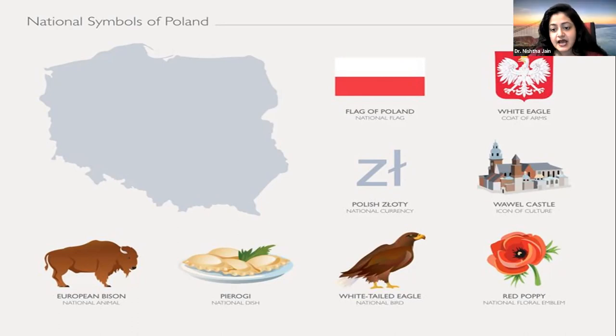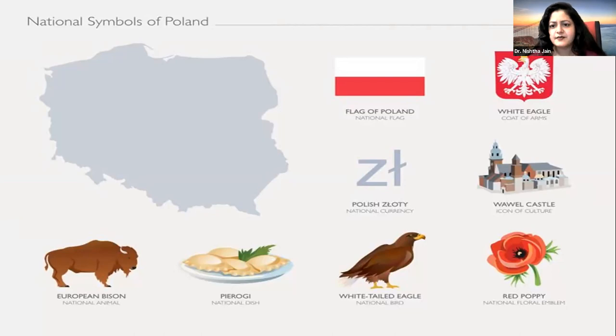Then the next thing is the icon of culture there, the Wawel Castle. So it is the place of castles, as Prakhar told us, right? Yes, sir. Then this is the European bison. This is the national animal of Poland. It is the largest animal there. Then is pierogi. This is the national dish there.